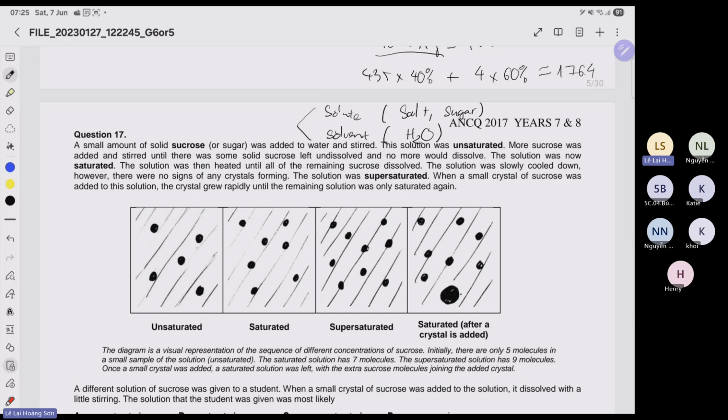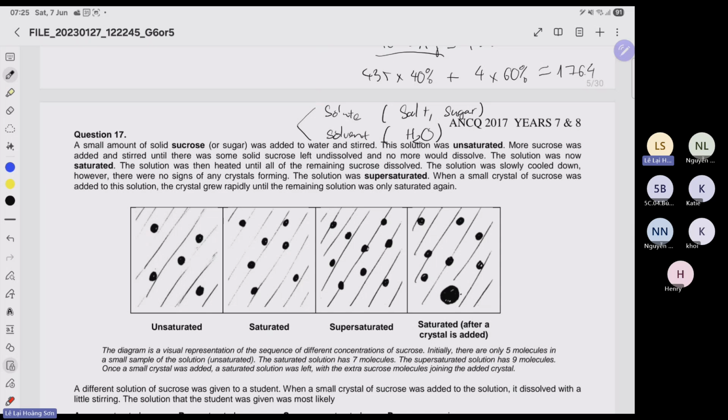All right. You can dissolve more. So if you have an unsaturated solution, you can add more salt to it and still dissolve it. But if the solution is saturated, it means you cannot dissolve more. If you add more and you stir everything up, the solid will stay at the bottom. It cannot be dissolved in the solution anymore.